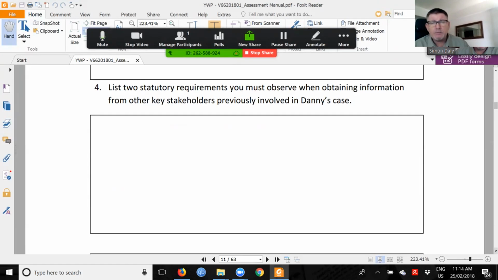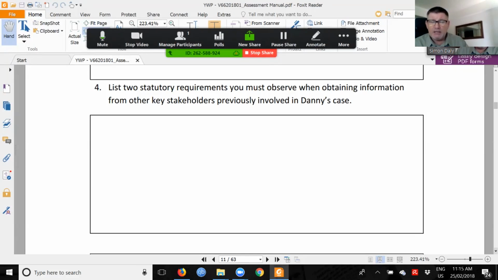Basically, you have a responsibility to Danny to respect Danny's privacy by only looking for information that, 1, he gives you his permission to obtain, and 2, that information is required in the role of providing a case plan and supporting Danny in the role of his caseworker. So there are 2 statutory requirements.